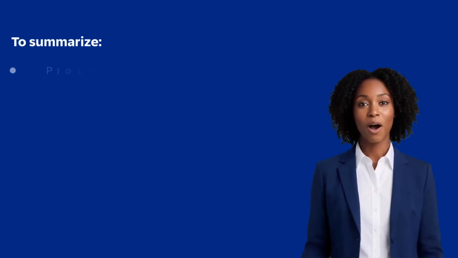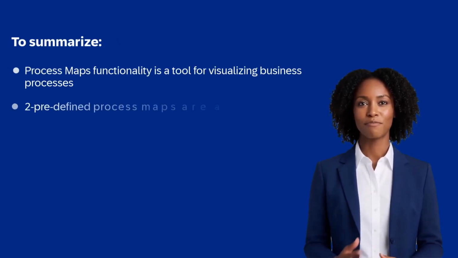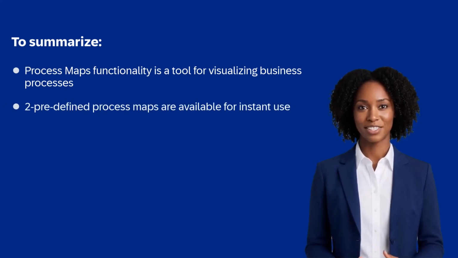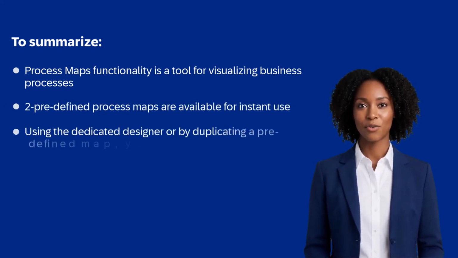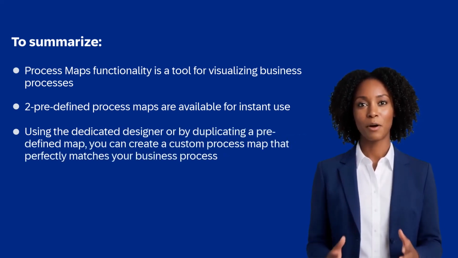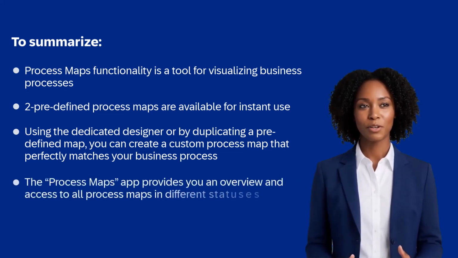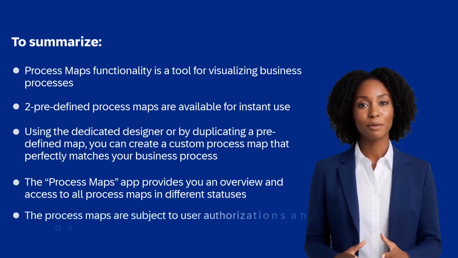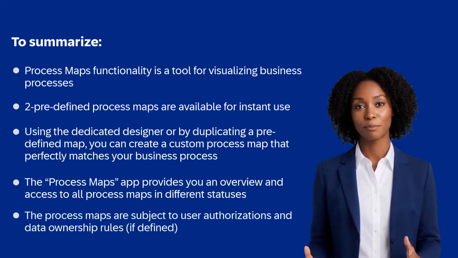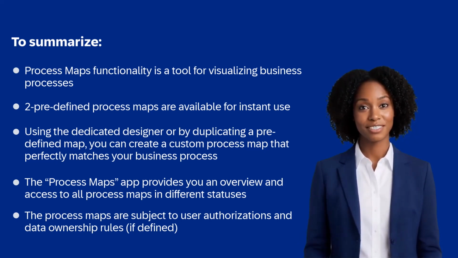To summarize, Process Maps functionality is a tool for visualizing business processes. 2 predefined process maps are available for instant use. Using the dedicated designer or by duplicating a predefined map, you can create a custom process map that perfectly matches your business process. The Process Maps app provides you an overview and access to all process maps in different statuses. The process maps are subject to user authorizations and data ownership rules if defined. Now it's your turn to leverage the process map functionality and bring better clarity and efficiency to your business.